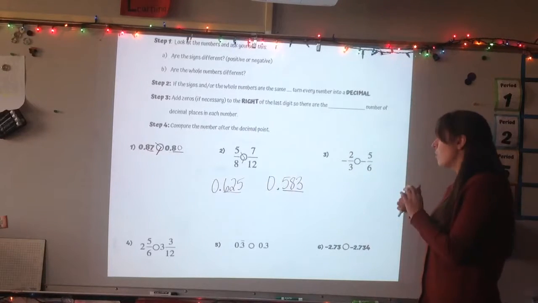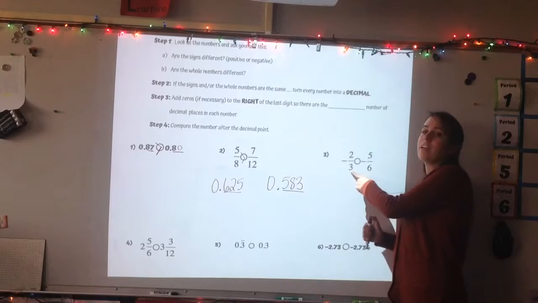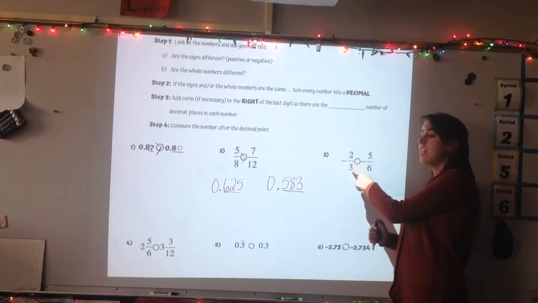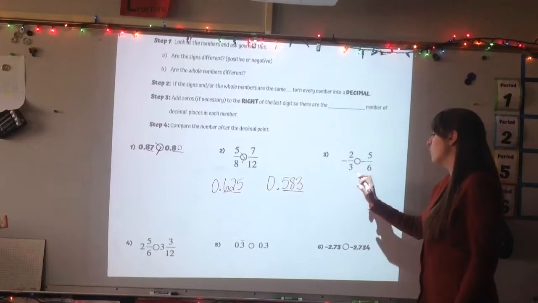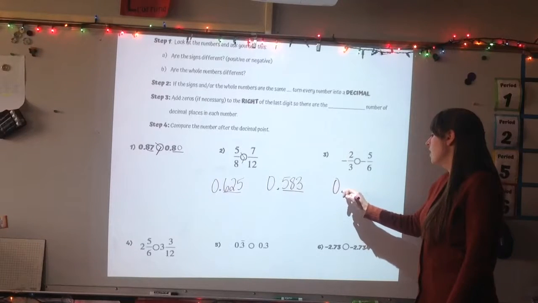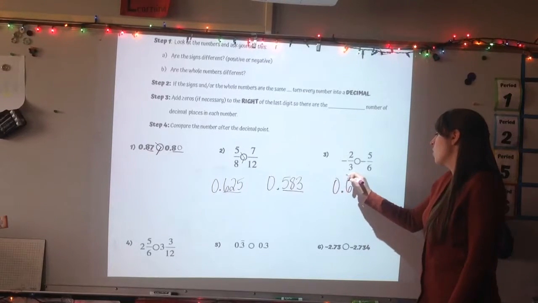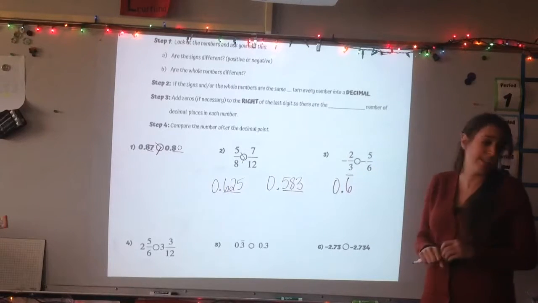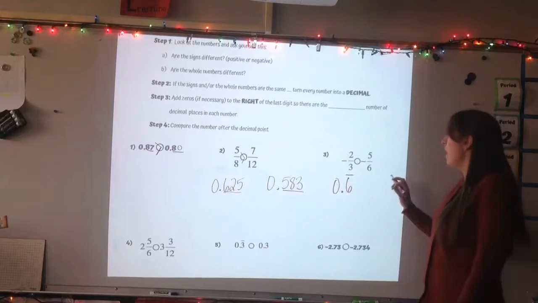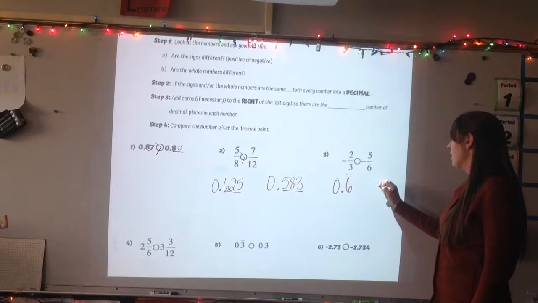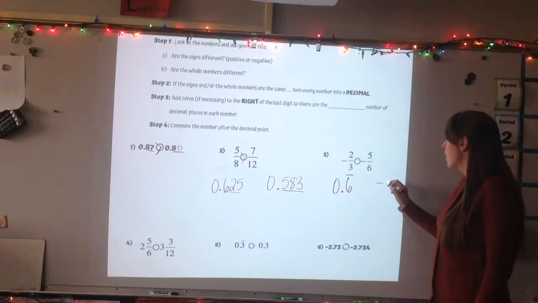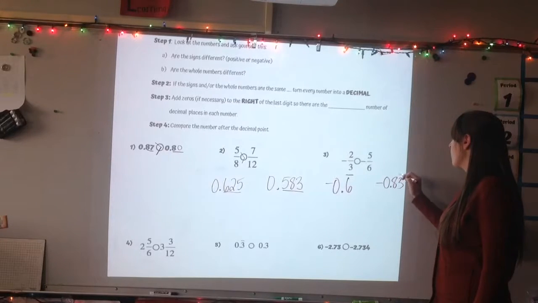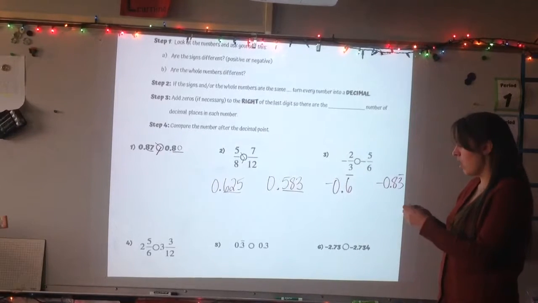So we've got negative 2/3. Again, I can either plug this into the calculator and do 2 divided by 3, or I can use my conversion chart, and I'm going to see that I get 0.6 repeating. So I'm going to put that repeating bar above it. And then we have negative 5/6. When I plug that into the calculator, or if I use my conversion chart, I see that I get negative 0.83 with the repeating sign.